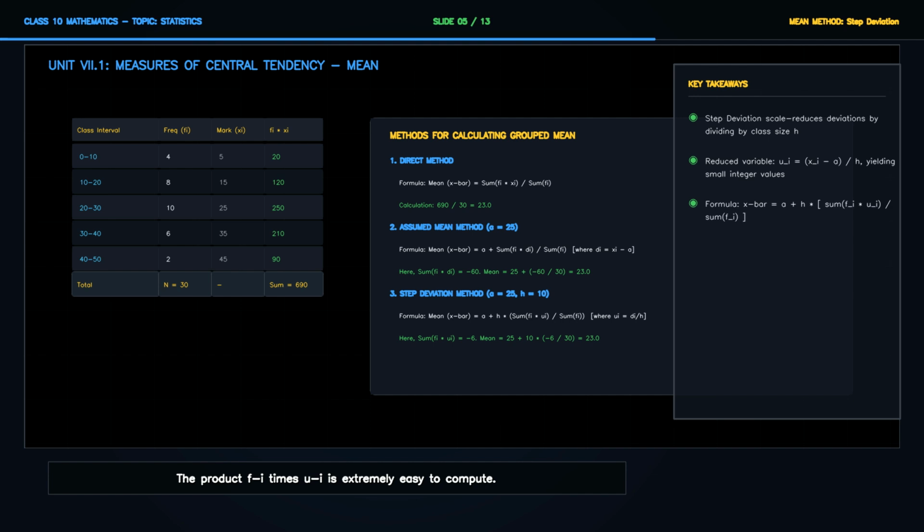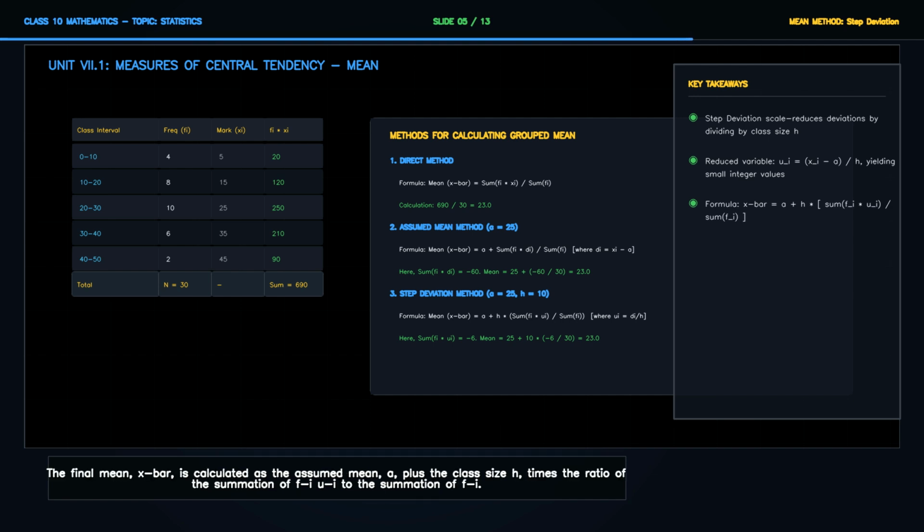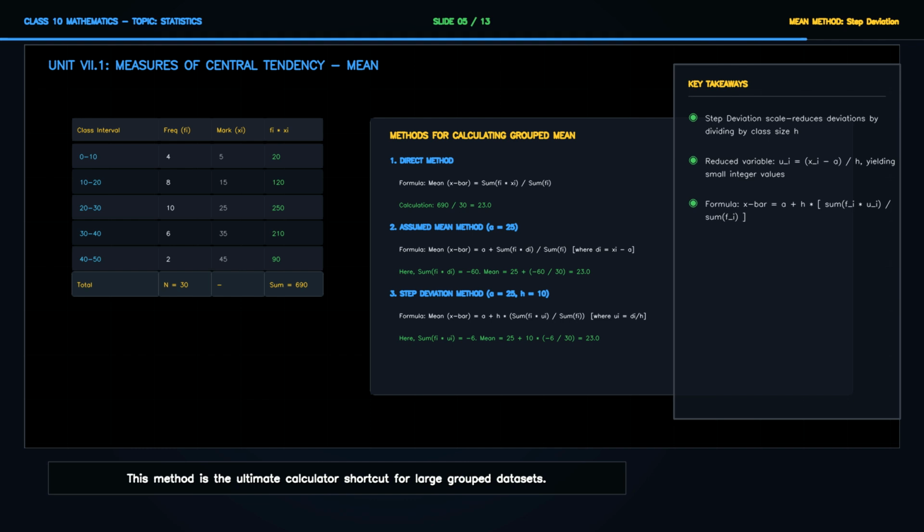The final mean, x bar, is calculated as the assumed mean, A, plus the class size h, times the ratio of the summation of fi ui to the summation of fi. This method is the ultimate calculator shortcut for large grouped datasets.